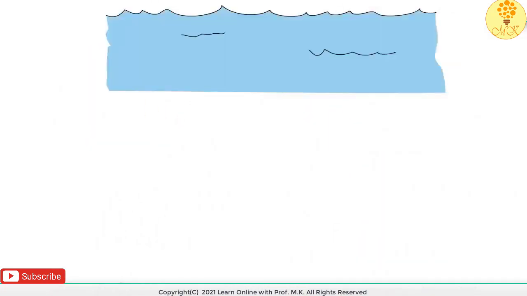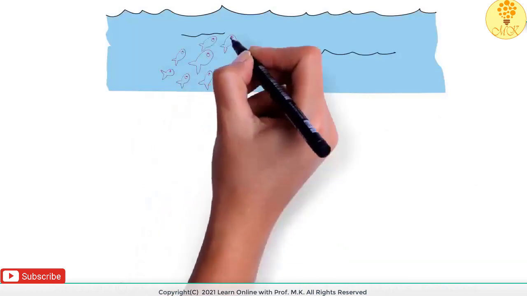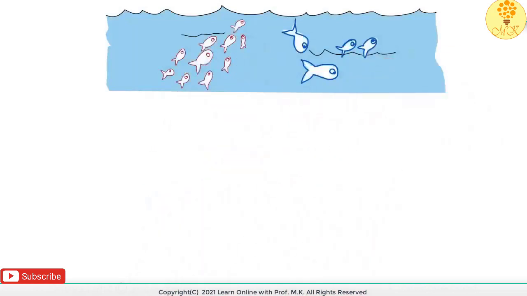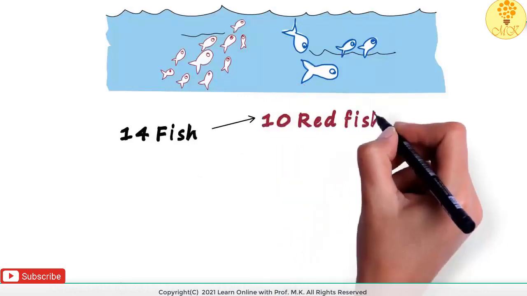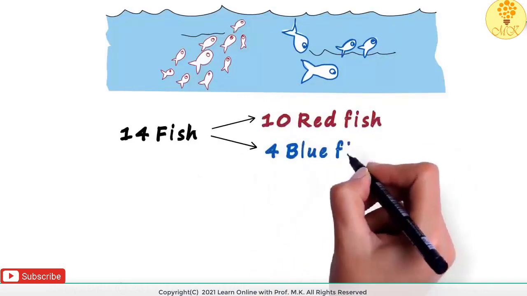There are 2 main types of ratios. To understand the types, look at this pond which has 2 kinds of fish, the red fish and the blue fish. There are 14 fish in total, 10 red ones and 4 blue ones. Let's write it down here. 10 red fish and 4 blue fish.